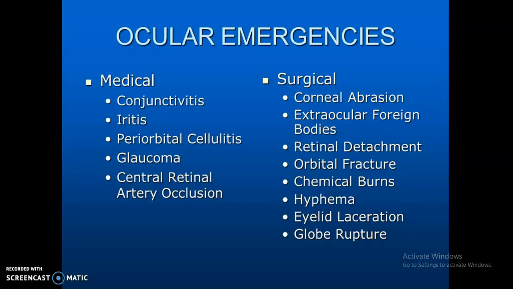So again, the ocular emergencies are divided into two types, medical and surgical emergencies. The medical emergencies are conjunctivitis, iritis, periorbital cellulitis, glaucoma, and central retinal arterial occlusion. And the surgical emergencies are corneal abrasion, extraocular foreign bodies, retinal detachment, orbital fracture, chemical burns, hyphema, eyelid laceration and globe rupture.